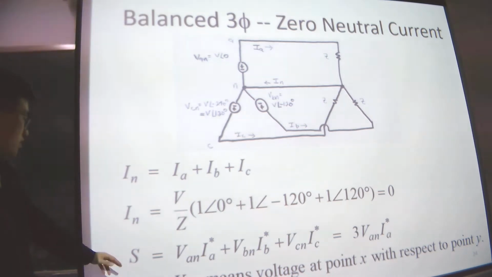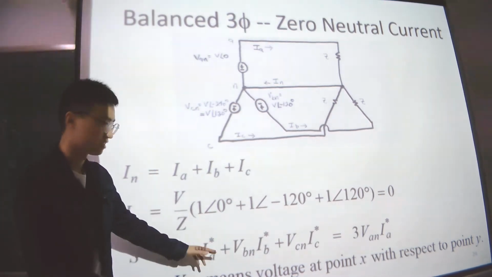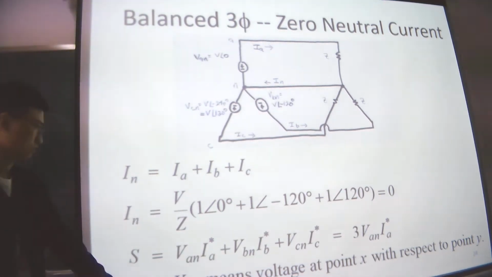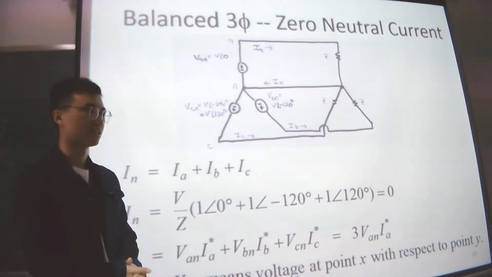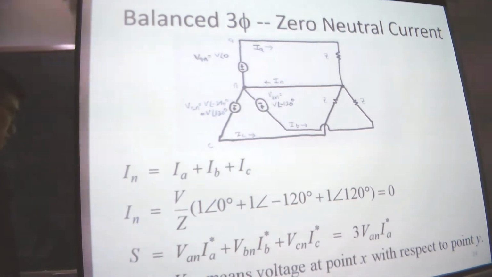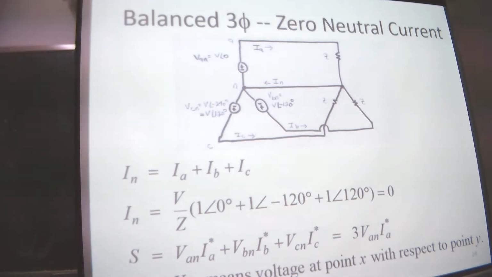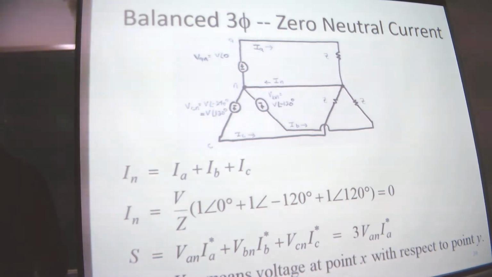And so here, the total complex power will be the complex power of the three phases, right? And it's also the conjugate of complex numbers. Okay?